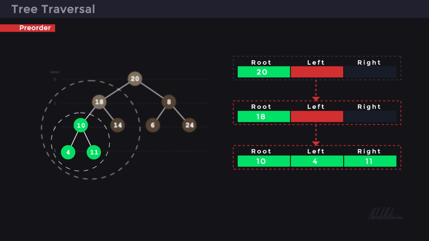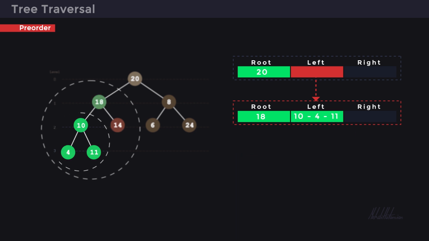Then we backtrack and gather all these values into the left position of the previous step we were processing. At this point, the root and left positions are done, but we still need to handle the right node. The right child here has a value of 14. So we add 14 to the right position of the list. Now the traversal of the left subtree is complete.